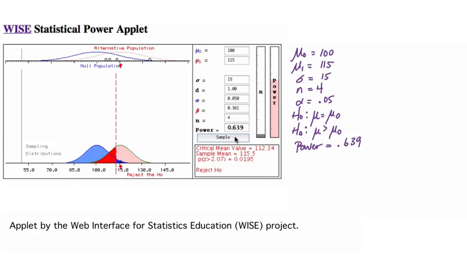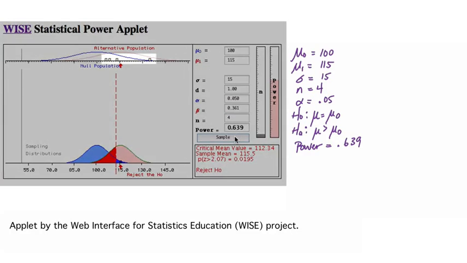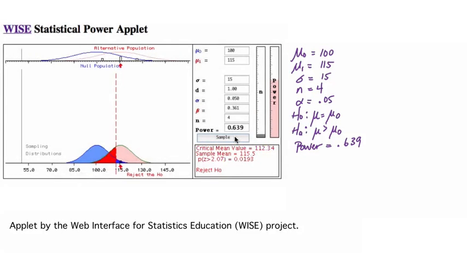We can see the randomly chosen sample here, and the resulting mean here. And we can see that we've correctly rejected the null hypothesis. Let's do this 9 more times. We've correctly rejected the null hypothesis 5 of the 10 times and failed to reject it incorrectly the other 5 of the 10 times.